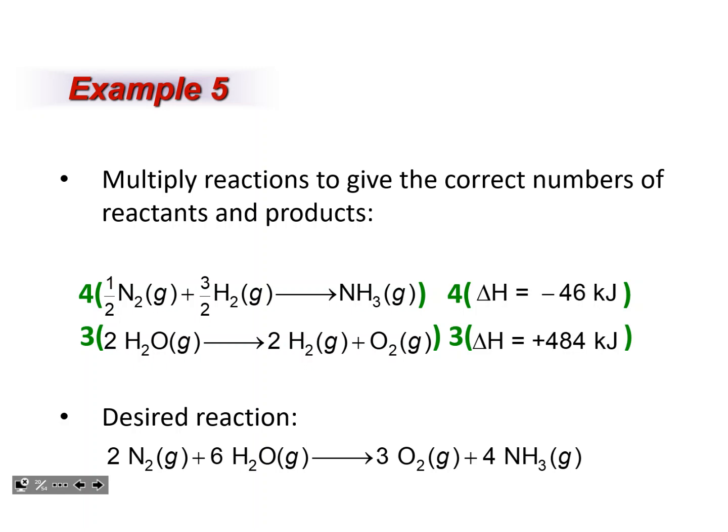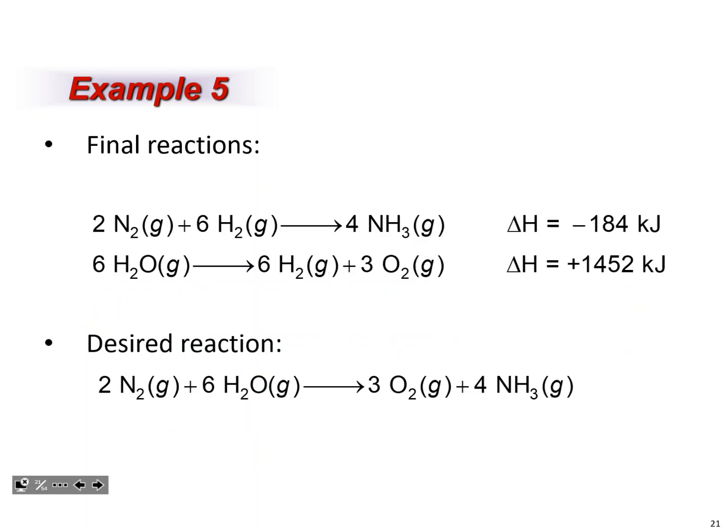Okay, so after you flipped and multiplied them, it should look like this. Hopefully you have them set up where you have 2N2 plus 6H2 giving you 4 ammonia. Your delta H was changed to a negative and multiplied, so it's negative 184, that is. The bottom one should be 6H2O, water vapor, 6 hydrogens on the products, 3 oxygen on the products, and then your delta H becomes positive because we flipped it, and because we multiplied through, it's now 1452.